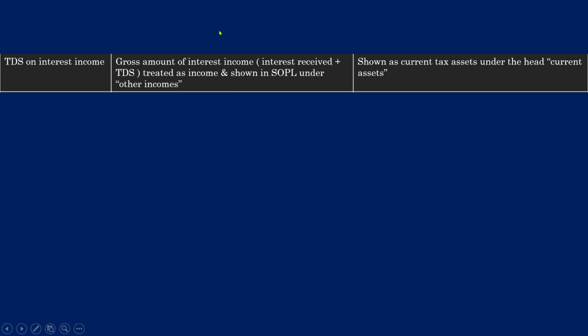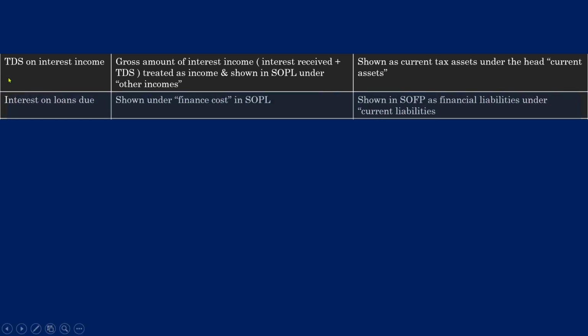So where we have to show the TDS if it was given in the adjustment. One is you have to show it in the statement of profit and loss account. Another is to show it as current tax asset under the head current assets. So remember these adjustments. We will discuss these cases while discussing the practical problems. Anyway, write down, familiarize each item. These are common adjustments you will come across in a question.